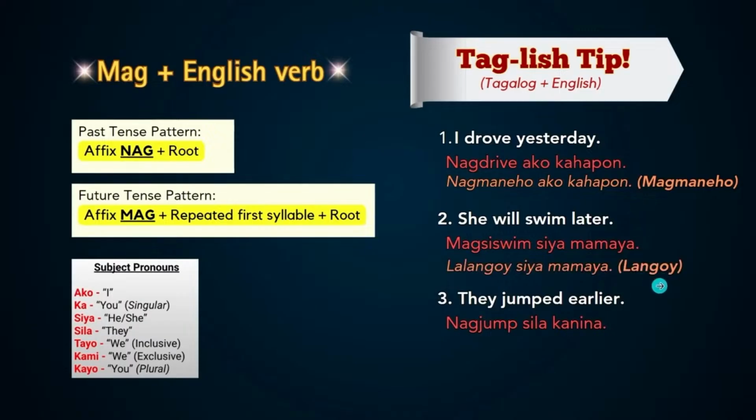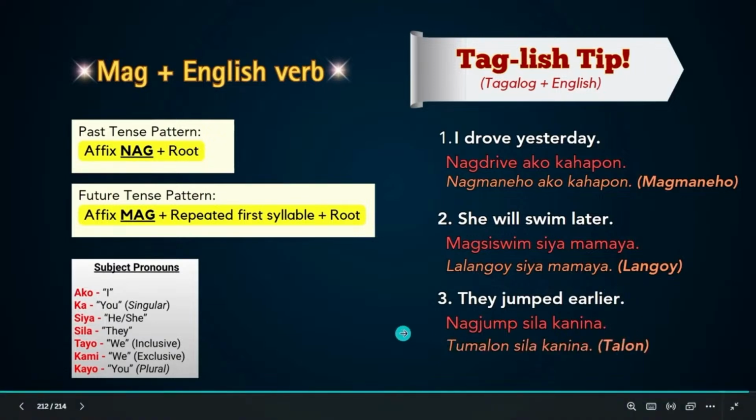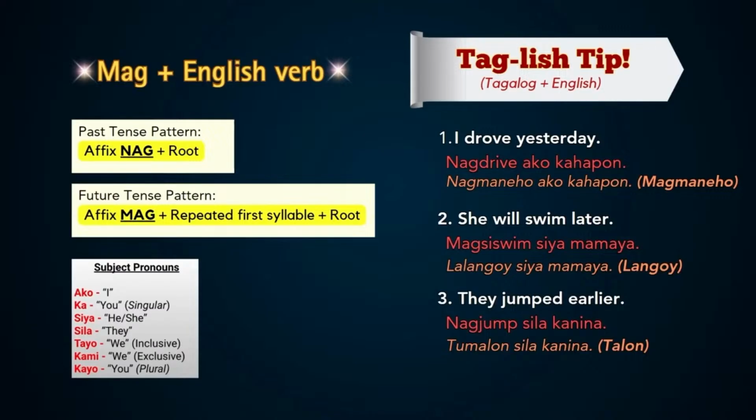To swim is langoy. So this would be lalangoy siya mamaya. Langoy is an um verb. So lalangoy siya mamaya. And then lastly, talon. Talon means to jump. So tumalon sila kanina. It's also an um verb. So those are just some ways to use Taglish in a conversation.